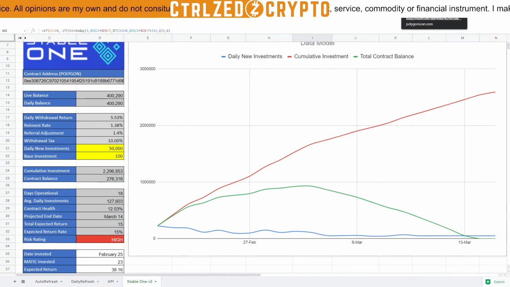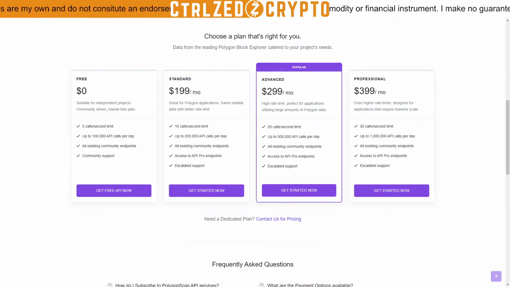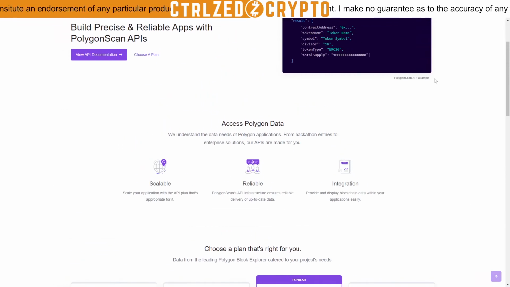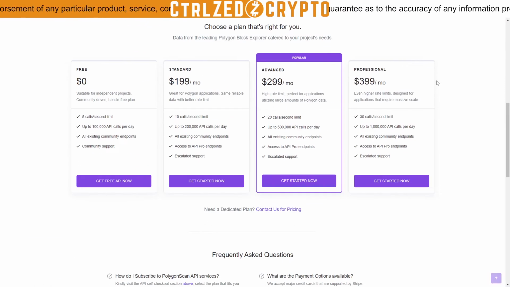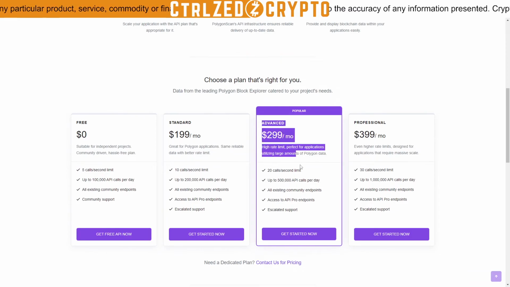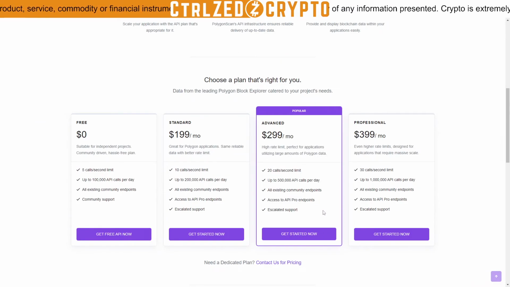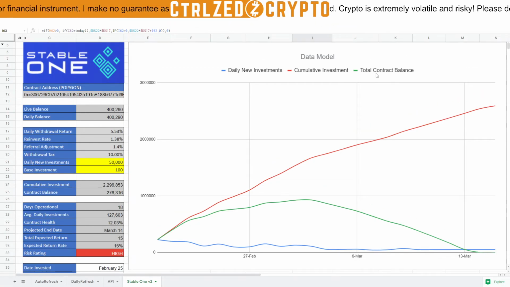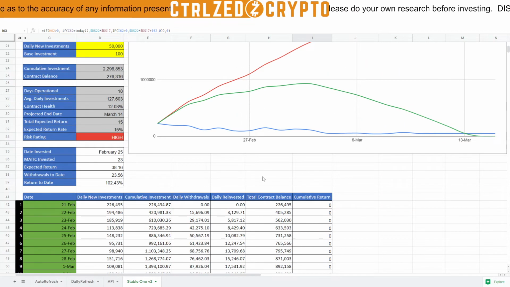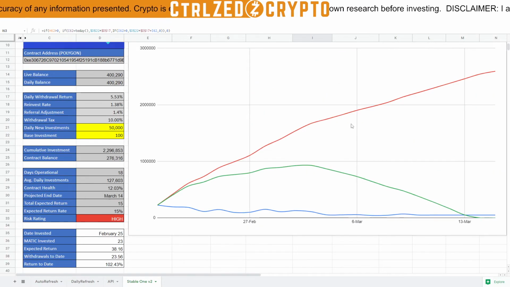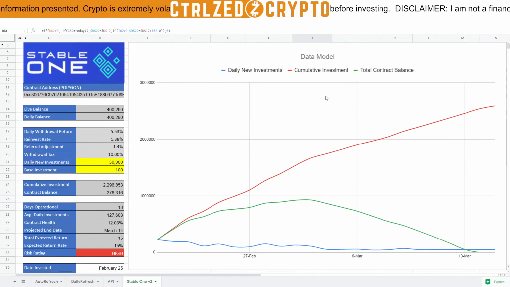I did initially want to have all this automated in the spreadsheet, but when I'm looking at the APIs here, it's actually behind a pretty big paywall, and I don't want to pay $300 a month to be able to automate this spreadsheet. Maybe eventually I will, but right now it's going to take me a little bit of time to manually get the data and do these calculations for these other ROI DApps. But in the meantime, have a look at this.